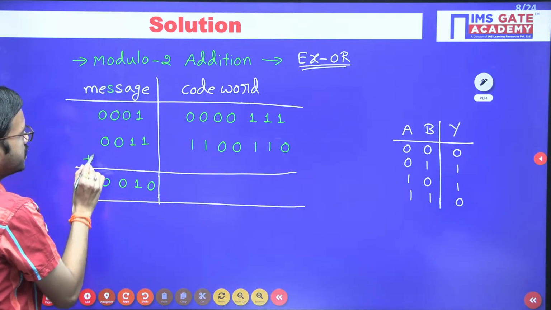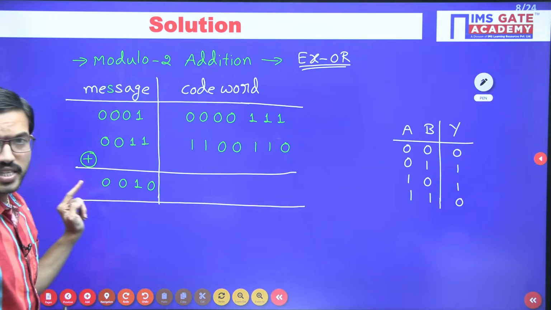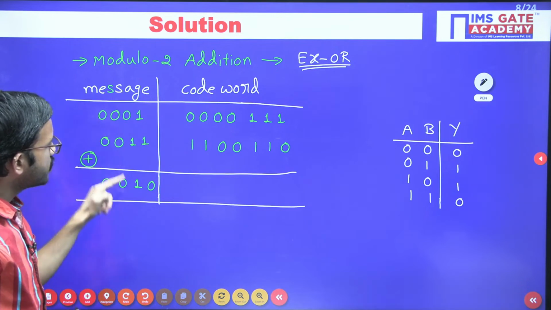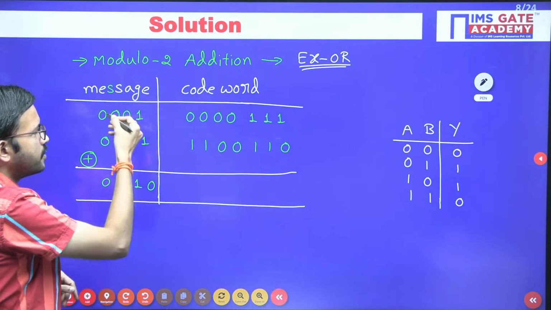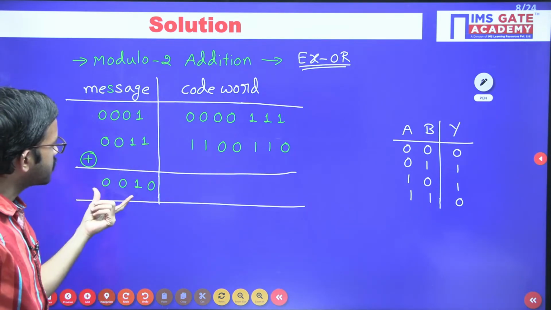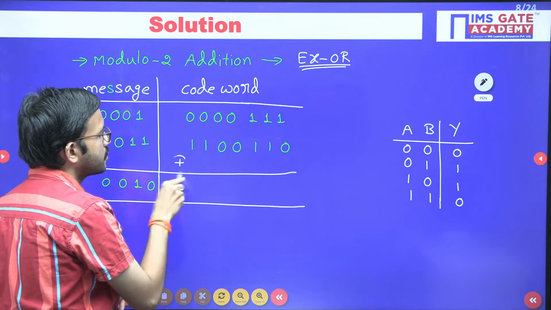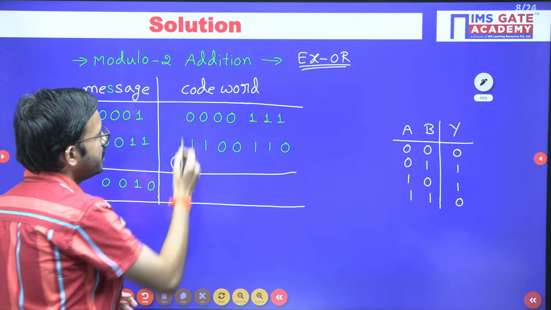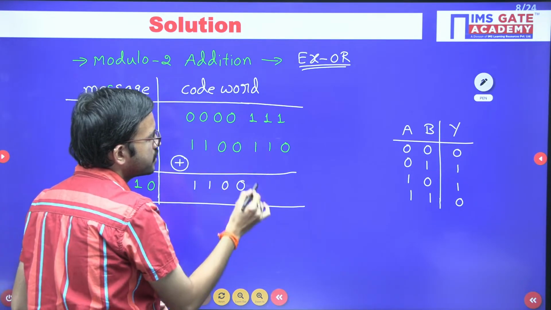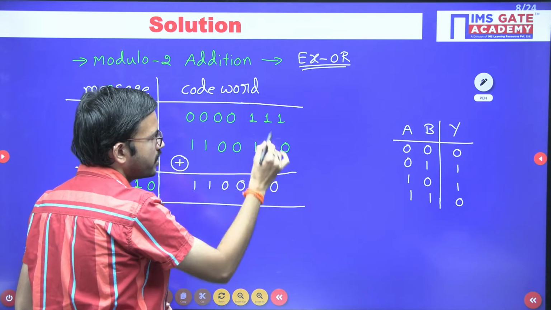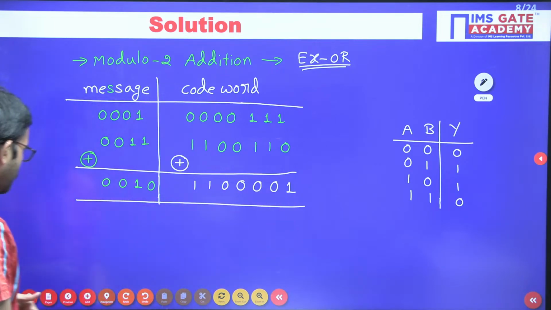So here just perform XOR of these two bits, XOR of these two numbers. 0 XOR 0 is 0, yes, it is satisfying. 0 XOR 1 is 1, 1 XOR 1 is 0, right? So when you have performed the XOR operation among the message bits, yes, we are getting this one, right? So here also for the corresponding code words we have to perform XOR operation. 0 XOR 1 is 1, 0 XOR 1 is 1, 0 XOR 0 is 0, 1 XOR 1 is 0, 1 XOR 1 is 0, 1 XOR 0 is 1. So you are getting 11 4 zeros 1.